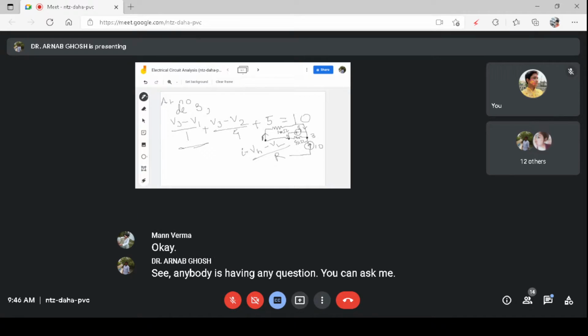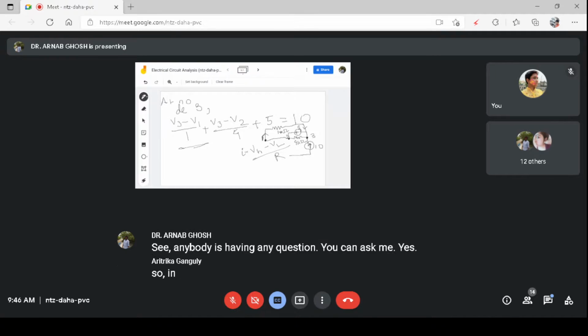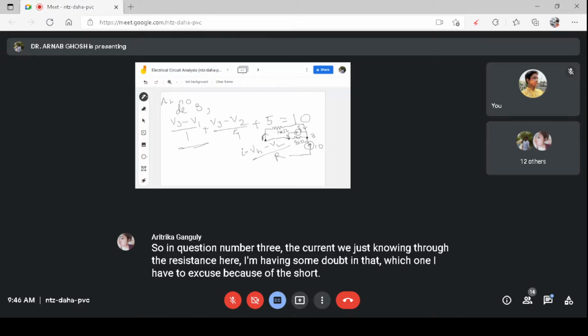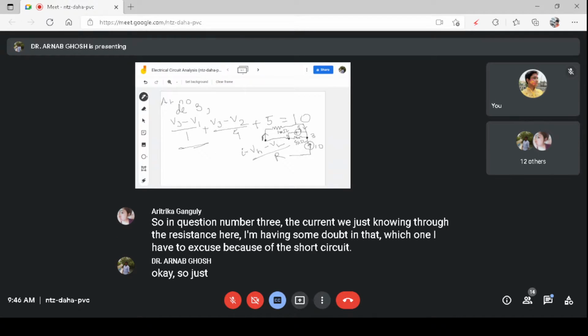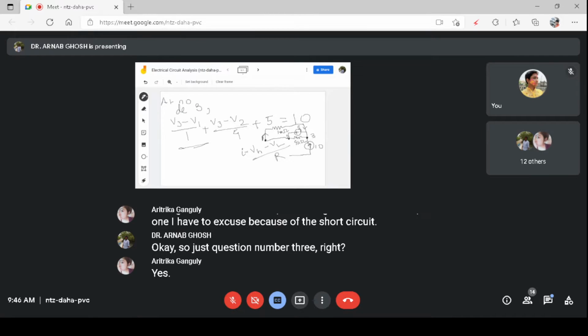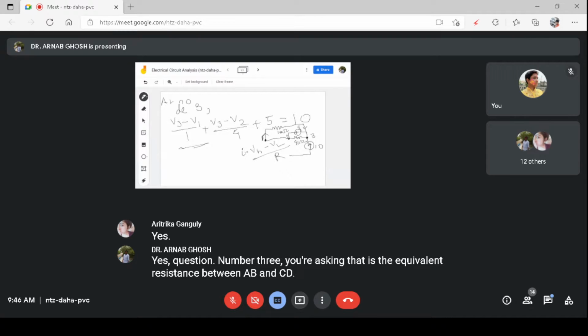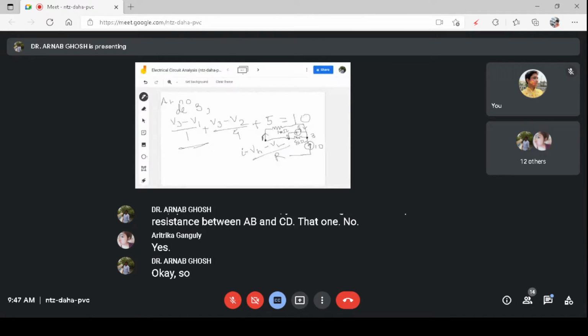So, yes. In question number three, the current which is flowing through the... I have a doubt in that, which one I have to exclude because of the short circuit. Okay, so I will just look at the question once. Question number 3, right? Yes, question number 3. You are asking what is the equivalent resistance between AB and CD. Okay, so just tell me what you are asking.